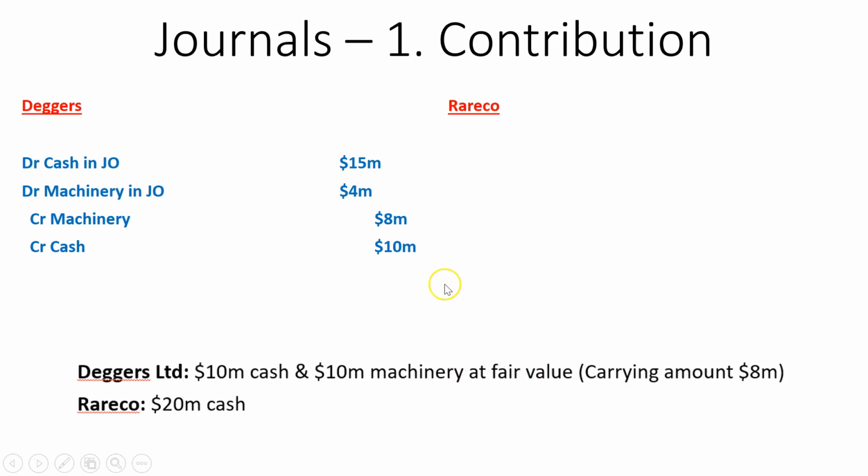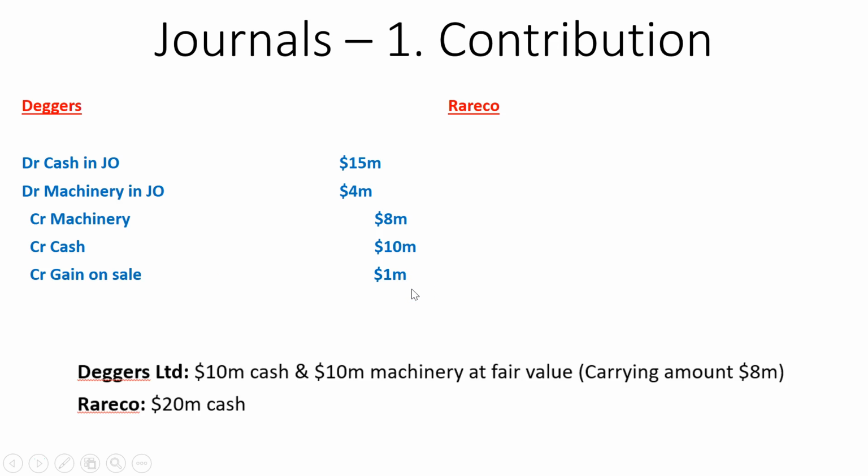Our next one is credit cash, $10 million. Again, because Deggers Limited gave $10 million cash to the joint operation, we are just crediting that entire amount out. And then obviously we recognize the cash they were entitled to in our first entry. So this is just the amount that they actually contributed. We're crediting that entire amount out. And we credit our gain on sale of $1 million.